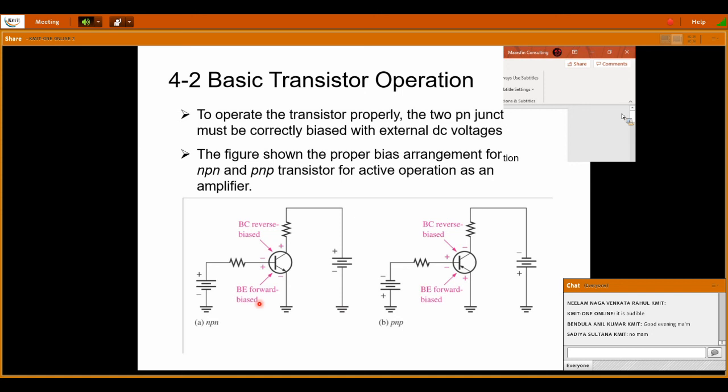Why we want to bias the transistor is, since we have two junctions, if we properly bias those two junctions, or nullify the barrier potential between those two junctions, then only will the charge carriers move from your input emitter terminal to the collector terminal. So you can collect the output from its collector terminal. Hence we have to bias using DC signals. Okay, right. Next.